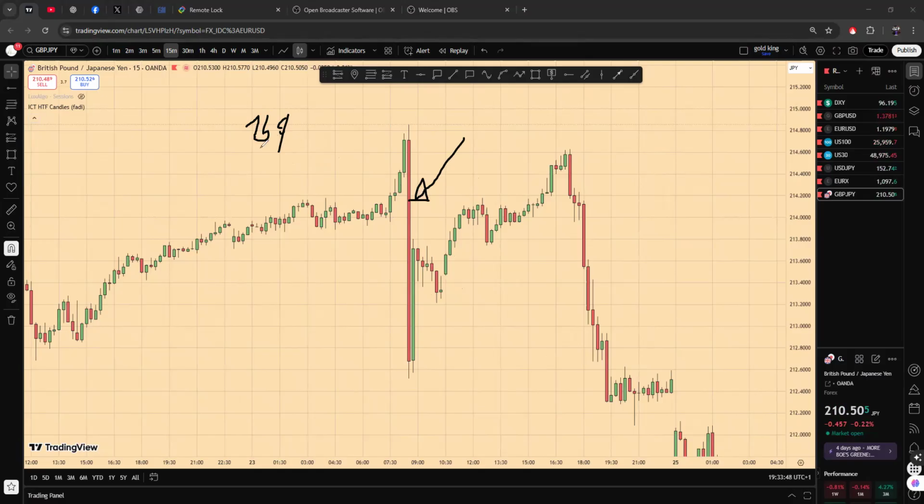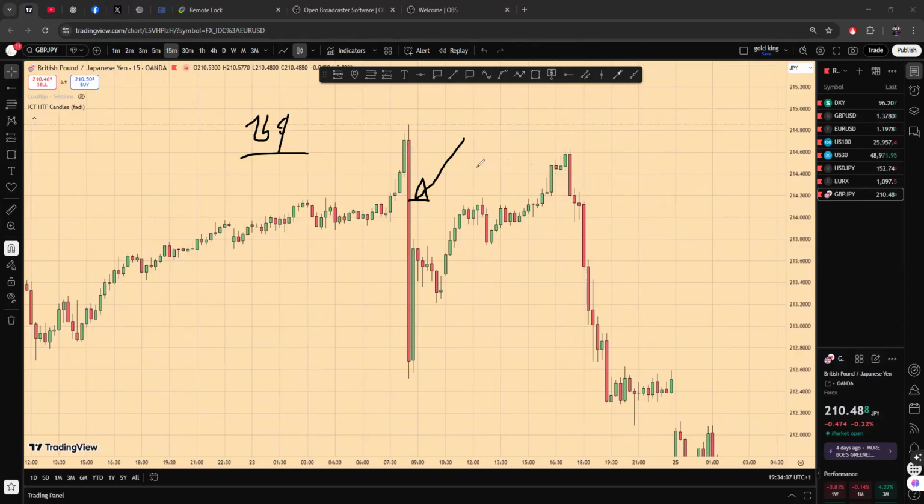So what they do is they cut their position into two. They enter 50%, and you cause a move like this one, okay? And now when the price comes back, they enter the remaining 50%.